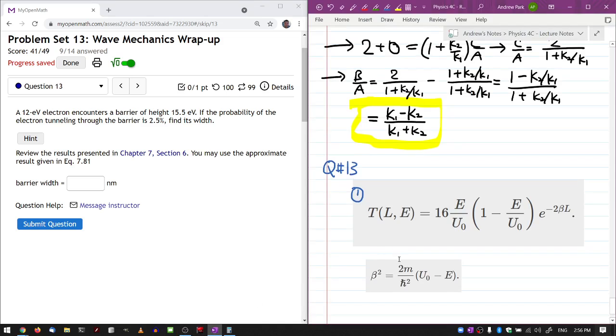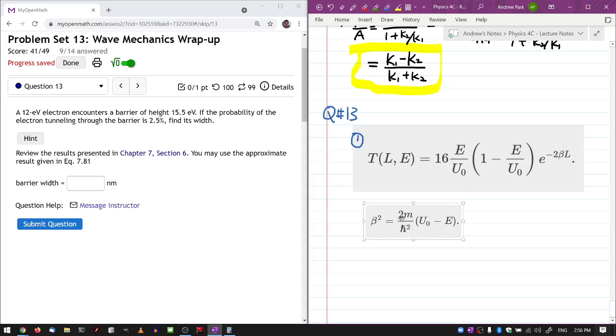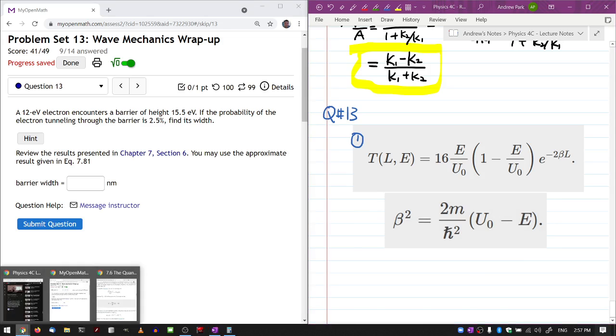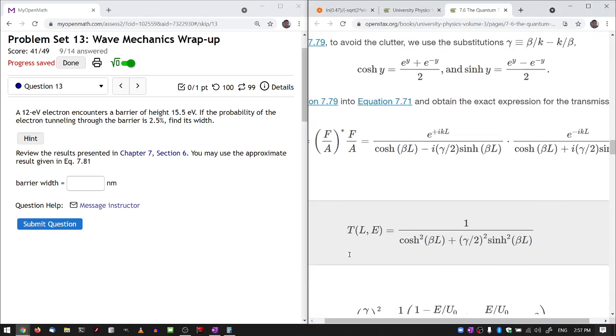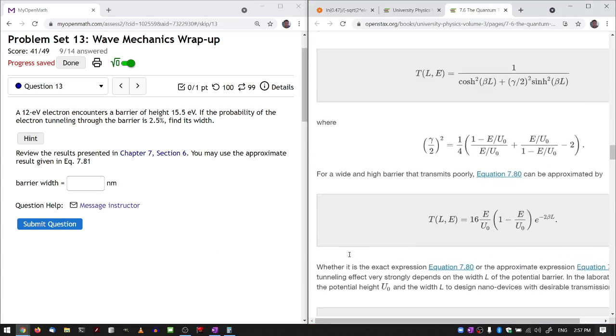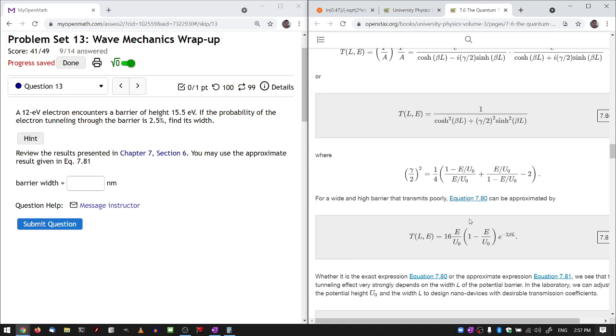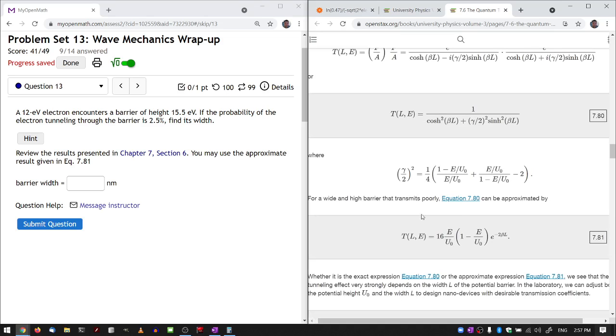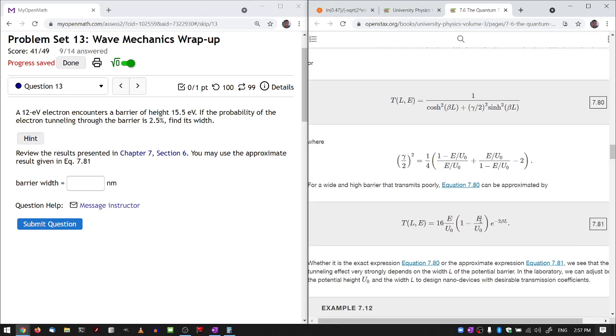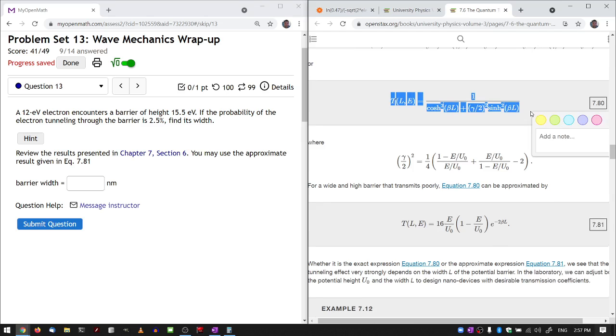They are asking for the thickness of the barrier which would match the tunneling probability. That's T, L over E. So let me just double check that. T, L over E, this is the tunneling probability. And I think we can use this one. 2.5% is low enough that this approximation is probably valid. But if it had a higher tunneling probability, you would want to use this.